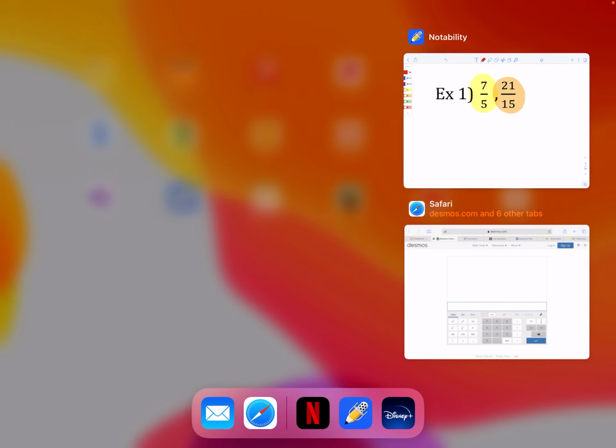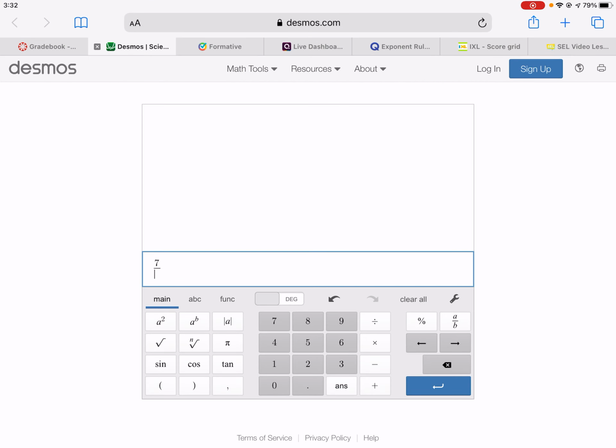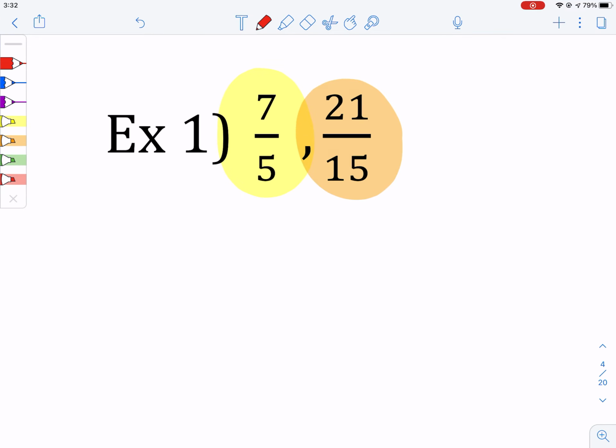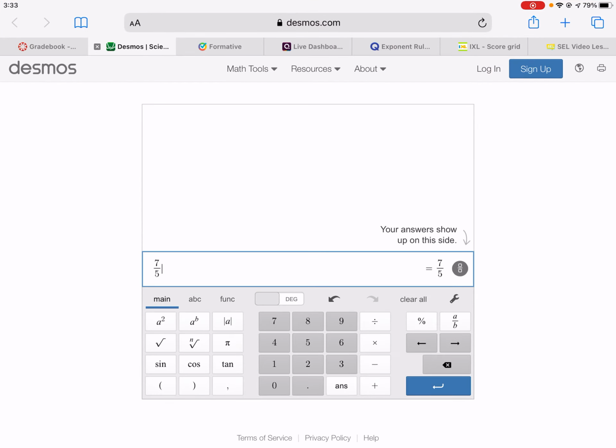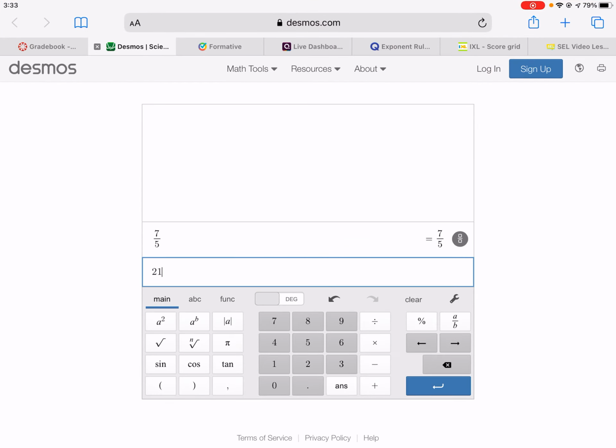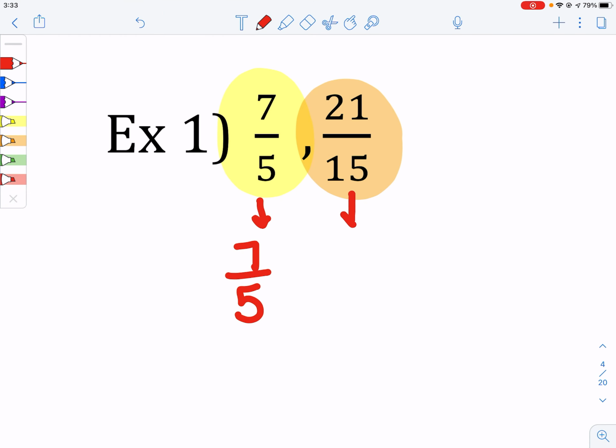So 7/5, if you don't already know that it doesn't simplify, you can type it into your Desmos and push the fraction button, and you still get 7/5. So I know 7/5 just stays as 7/5, and then try 21/15. So type that in, 21/15, push your fraction button, and notice you also get 7/5. Okay, so the first fraction was already simplified at 7/5. Your second fraction, when you type it in, it simplifies to 7/5.